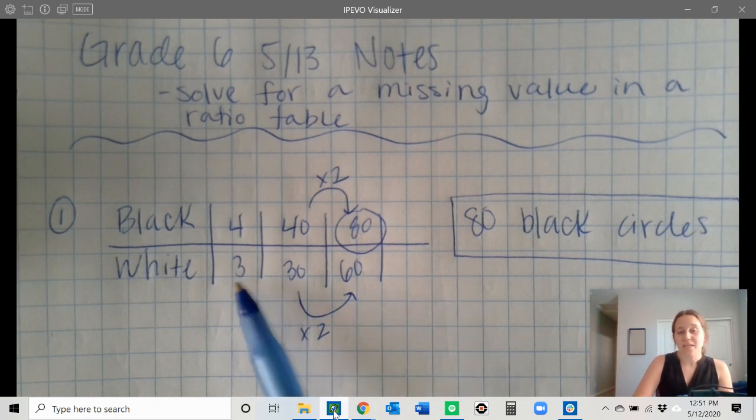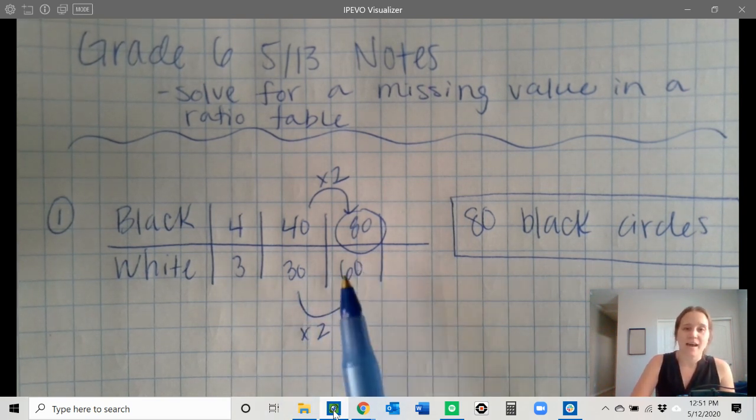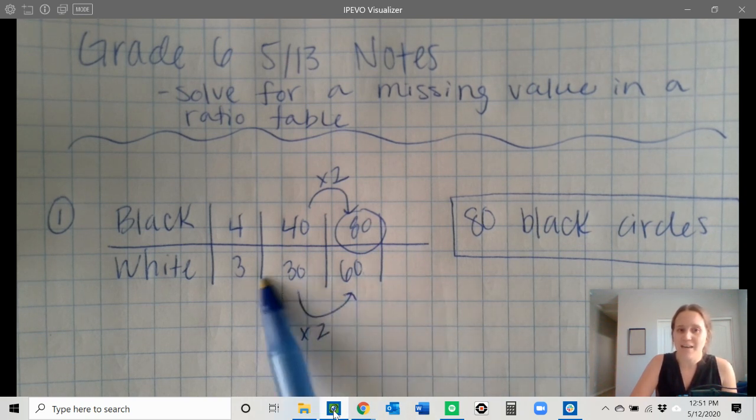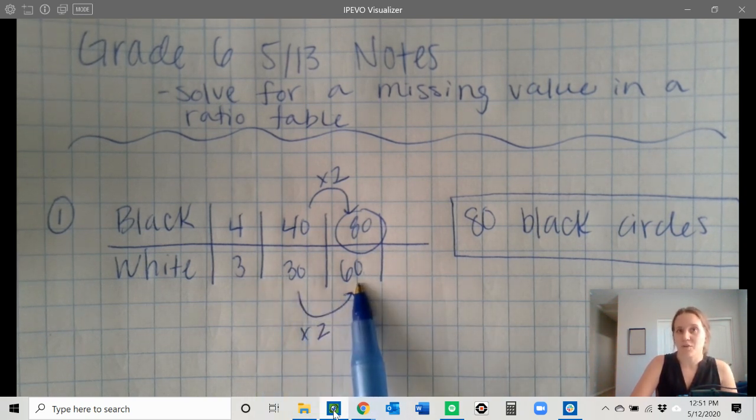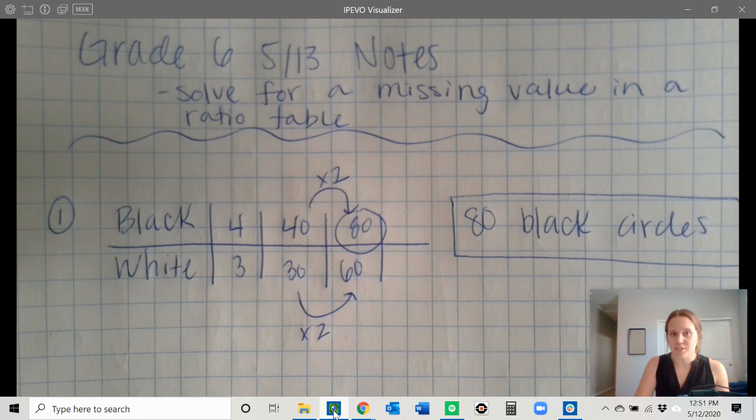You might have known that 3 times 20 is 60. If I had a number like 7 down here, that would have been a little bit more difficult for me to get to 60. So pick an easy one. And then I did the same thing on the other side. I got 80 black circles.